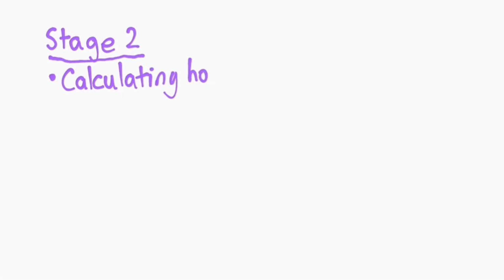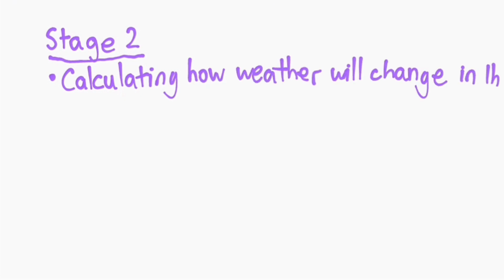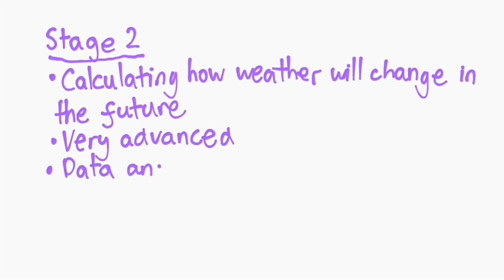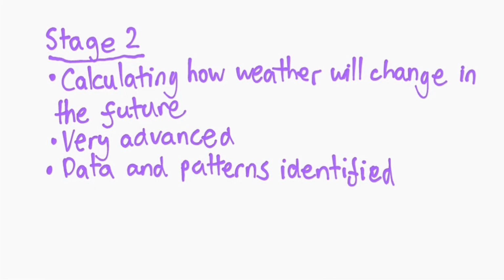The second stage of creating forecasts is calculating how the weather will change in the future. This is a very advanced stage because lots of data is taken, and from that useful data is to be identified and patterns found. This is done at the weather forecasting centres, where massive supercomputers are used to carry out extremely complex calculations using the observations as a starting point.